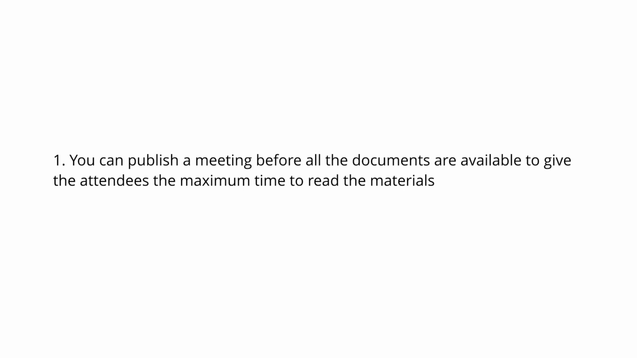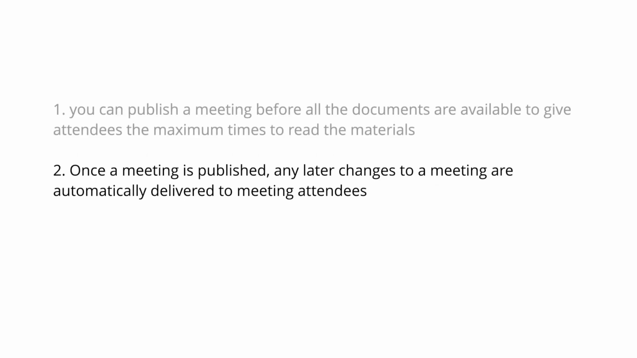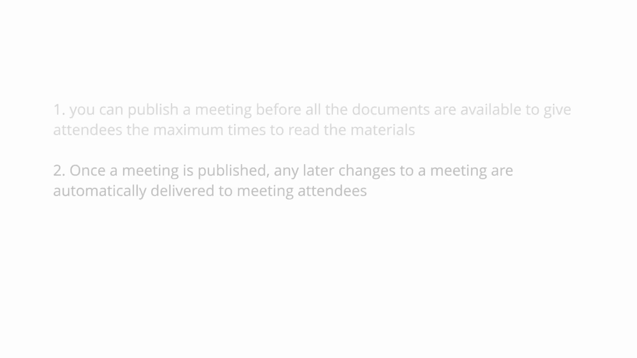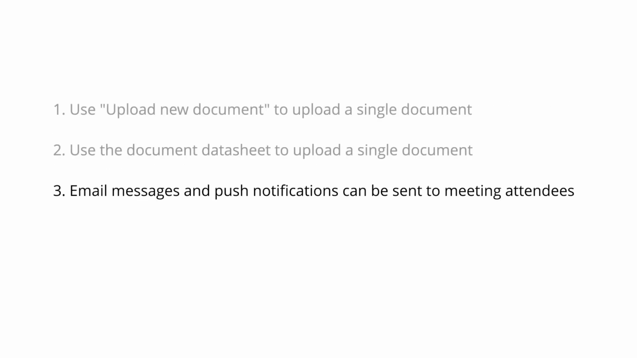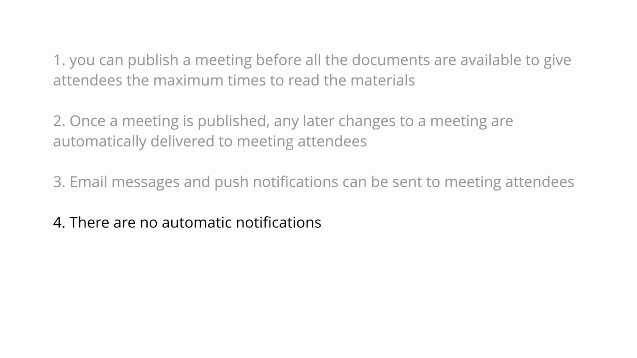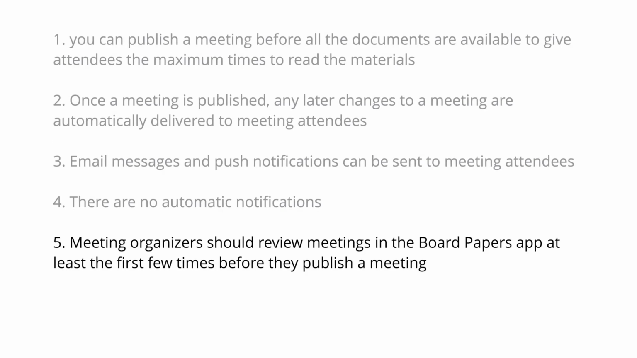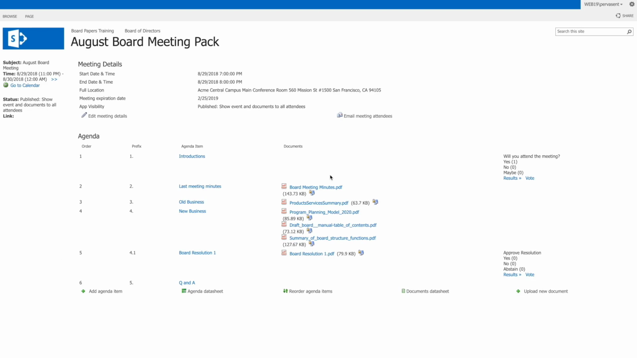To recap, you can publish a meeting before all the documents are available to give the attendees the maximum time to read the materials. Once a meeting is published, any later changes to a meeting are automatically delivered to meeting attendees. Email messages and push notifications can be sent to meeting attendees. There are no automatic notifications. And finally, meeting organizers should review the meetings in the Board Papers app at least the first few times before they publish a meeting. Board Papers settings.